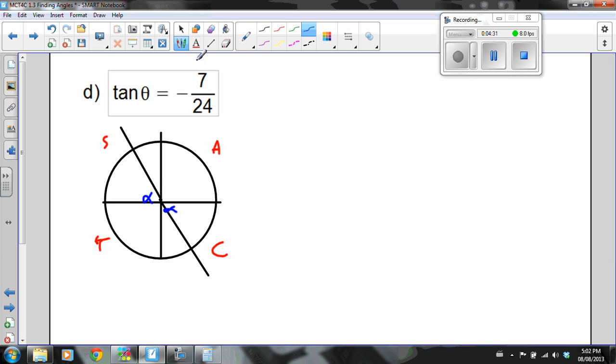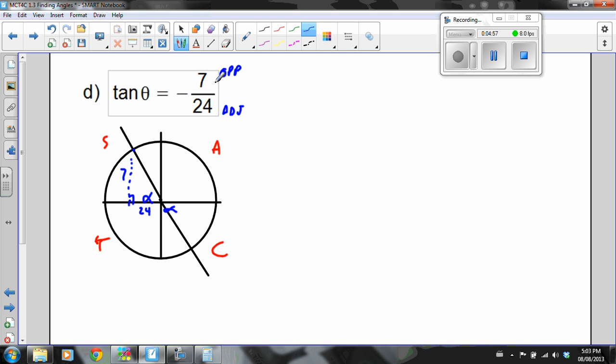We could think, because tangent is just opposite over adjacent, we could start thinking of it that way. And if we wanted to, we can draw a triangle. Opposite is 7, adjacent is 24, and we could start finding out what alpha is that way, or what the reference angle is that way. And that's one way to do it.